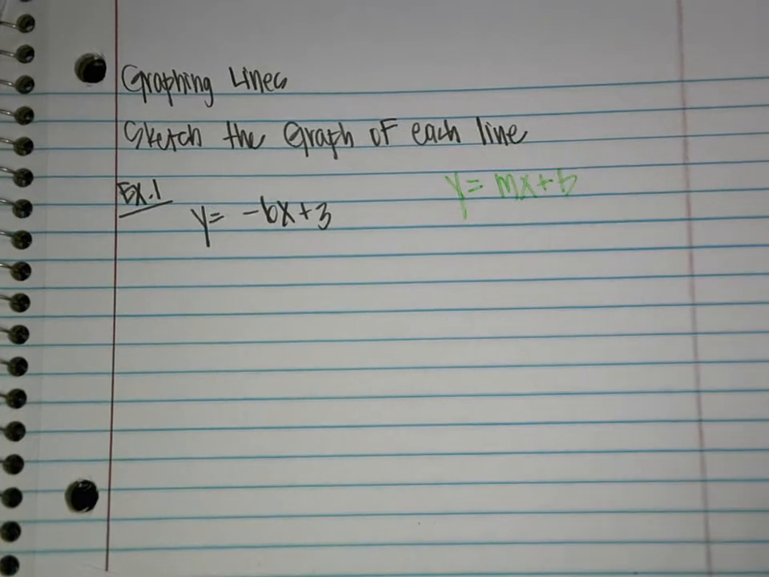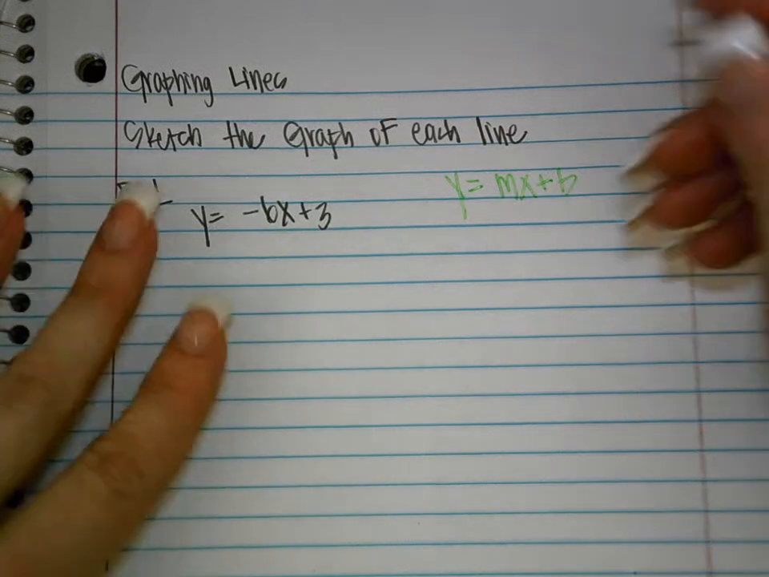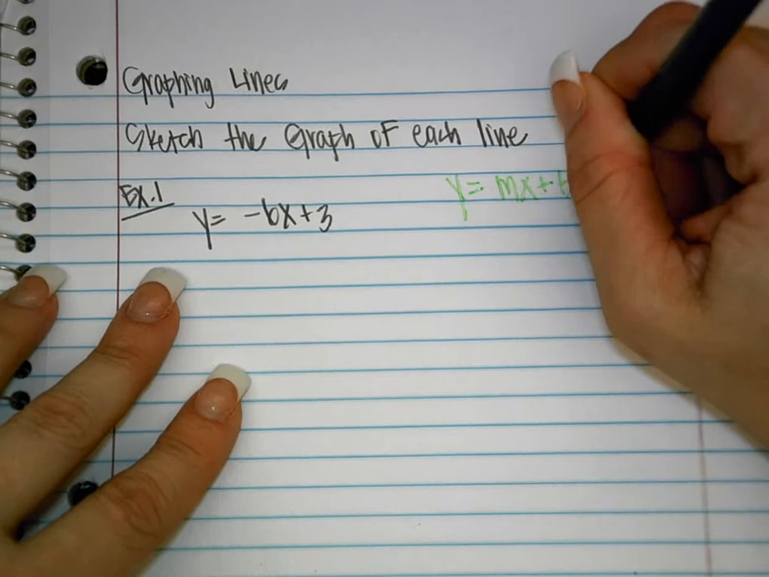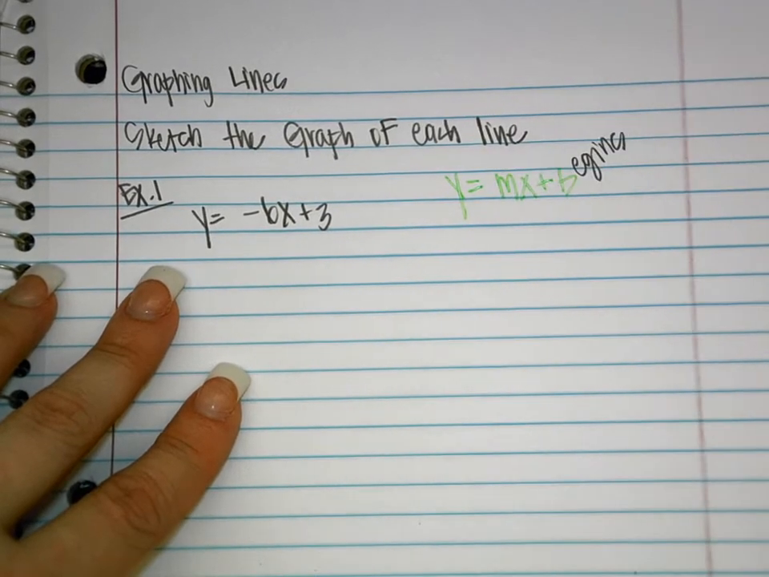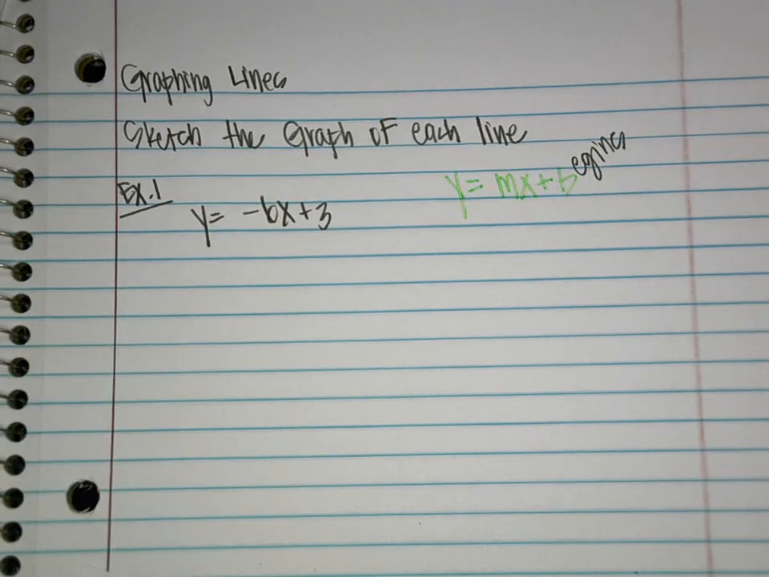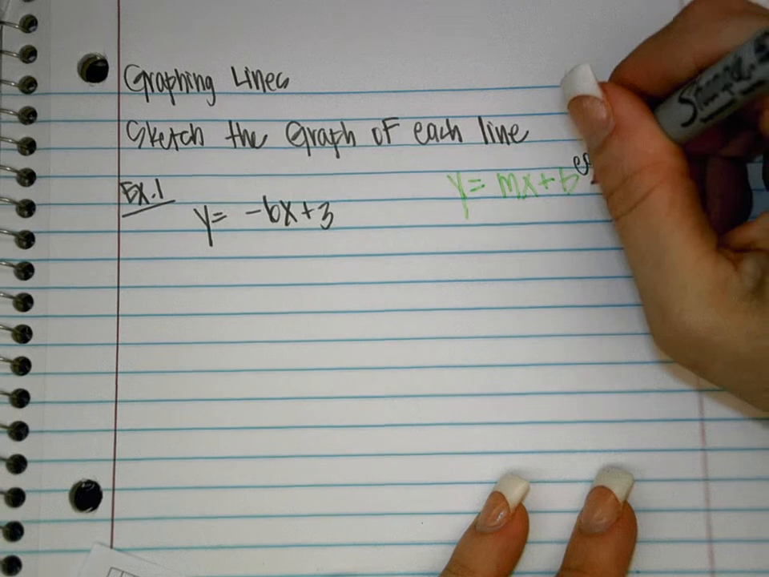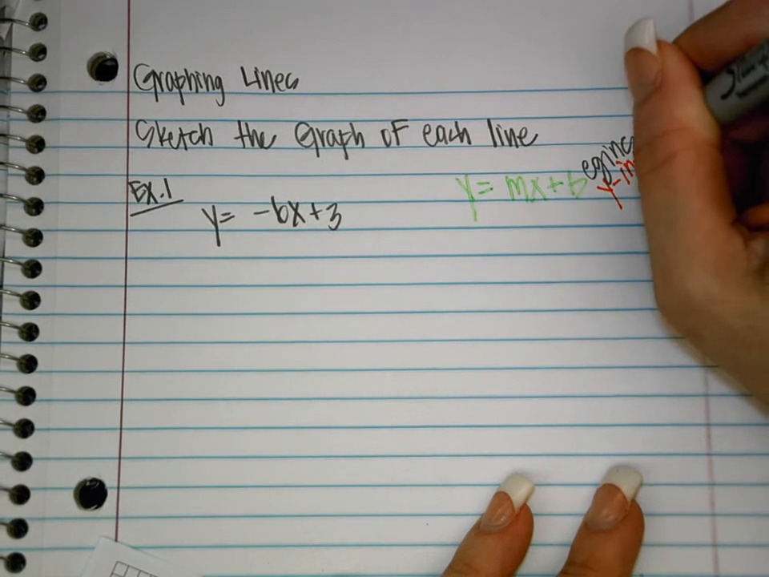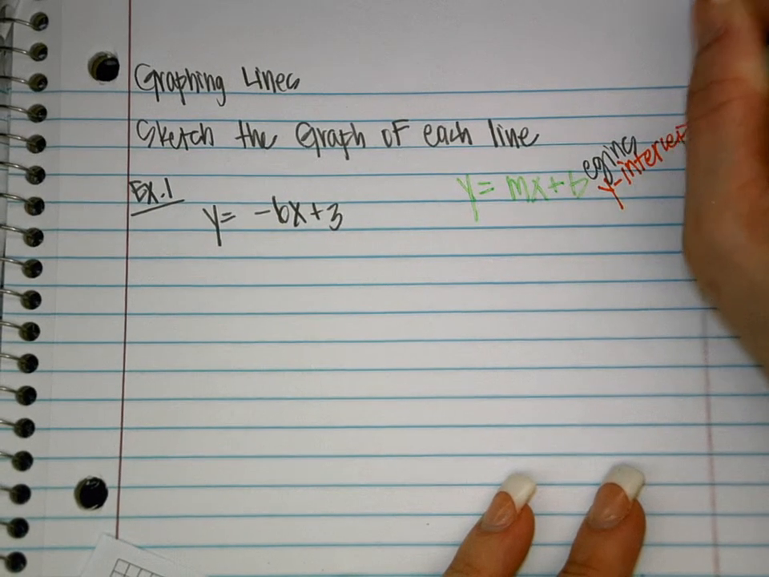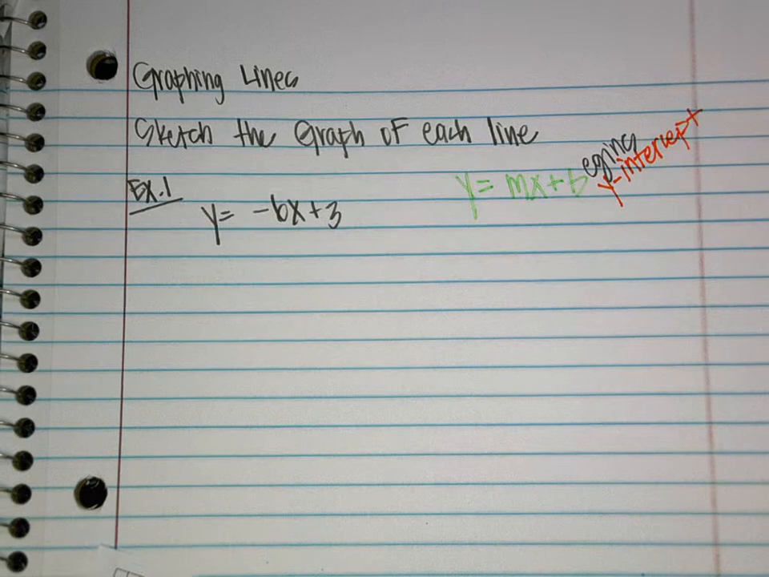What does the b stand for? Where it begins. What is it technically called, though? It's technically called the y-intercept. So it means it crosses the y-axis at that point.